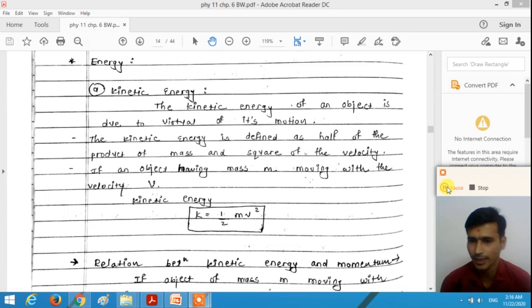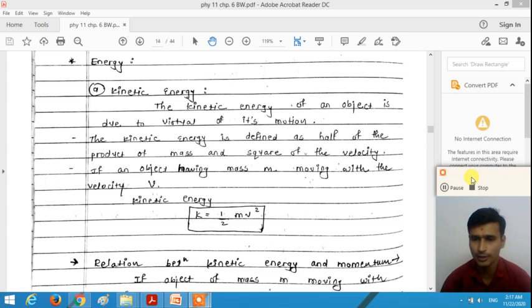What do you mean by energy? Energy is required to do some work. In the normal situation, we understand that we require energy to do some work. But in this case, when work is done on the object, this work done is converted into a form of energy, and that is stated in the work energy theorem: work done by an external force is equal to the change in the energy, or change in the kinetic energy.